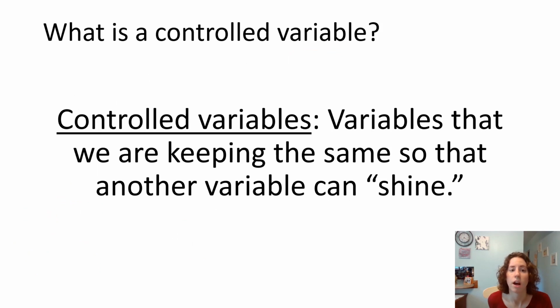On that note, a controlled variable is what we call those other variables that we kept the same to allow another variable to shine. So our variable that shines is the isolated variable, and our controlled variables are helping keep everything else under control so we can really see if that isolated variable makes a difference.